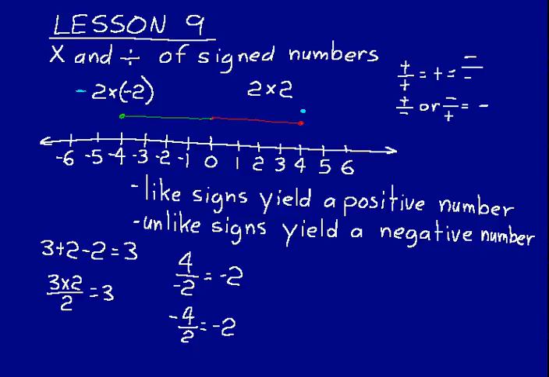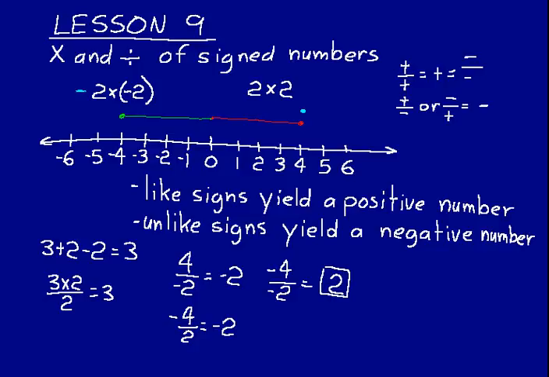And then let's say you had a negative over a negative, negative 4 divided by negative 2. You could say 4 divided by 2 is 2, and then you have two negatives there, so you'd say the opposite of 2, which you've already understood to be positive 2, so you know the answer would just be positive 2 there.